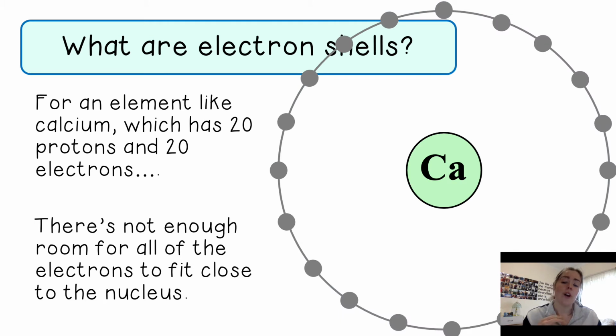But for an element like calcium, which has 20 protons and thus 20 electrons, it's a bit tougher because if they were to fit in a circle like this, these electrons are really quite close to each other, but they're far away from the nucleus. And that's not ideal because the negative charges of these electrons are pushing each other apart. And the further you get away from the nucleus, the weaker the pull. So they really do want to be as close as they can to that nucleus.